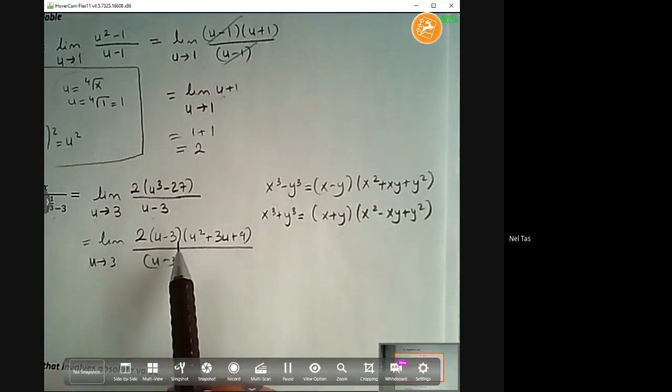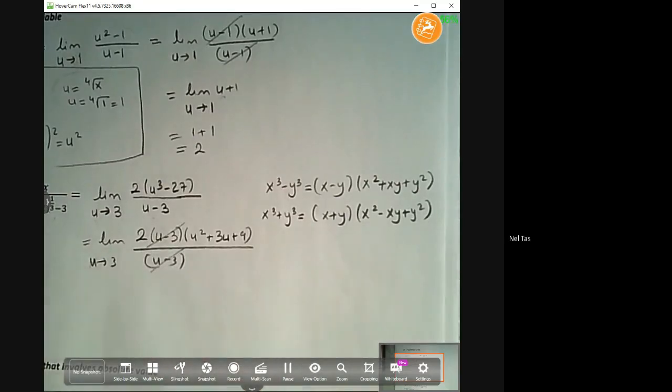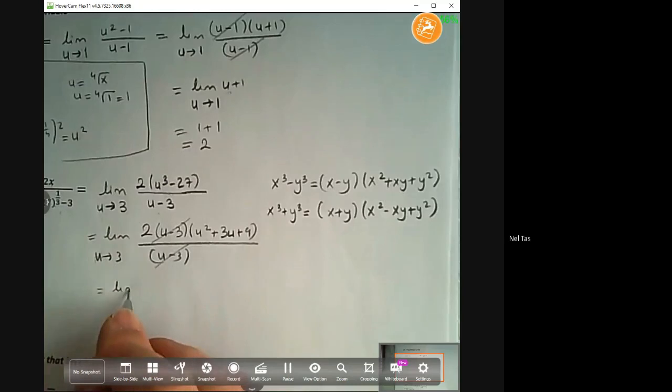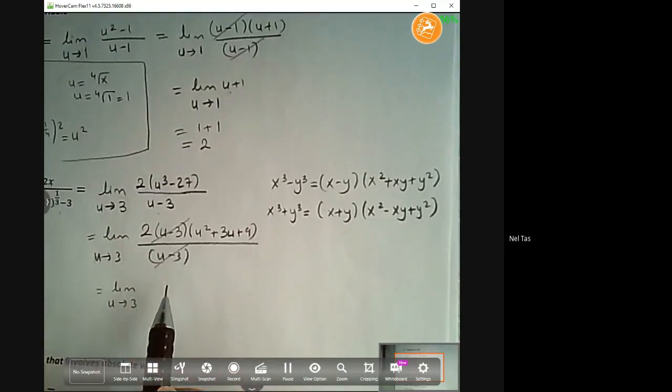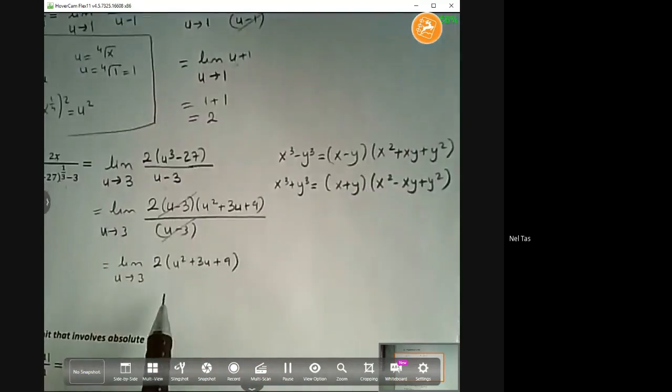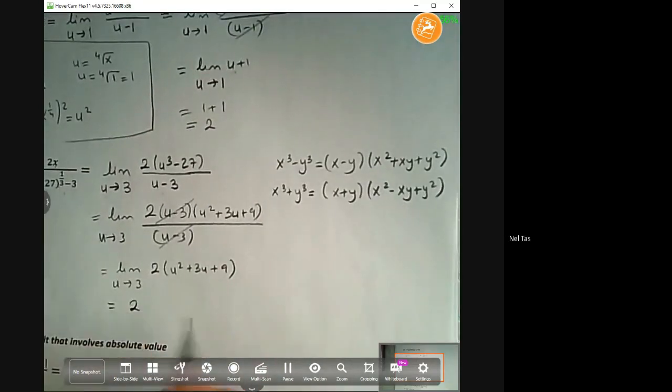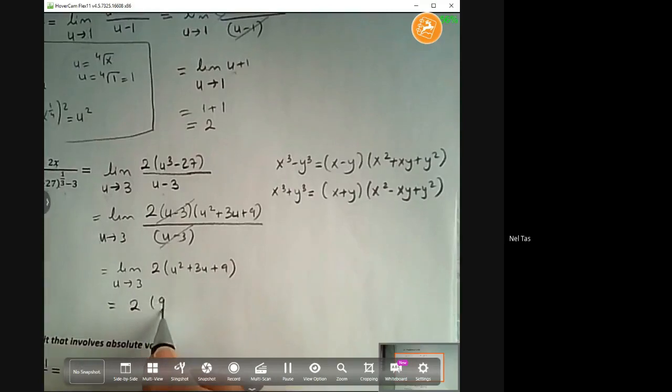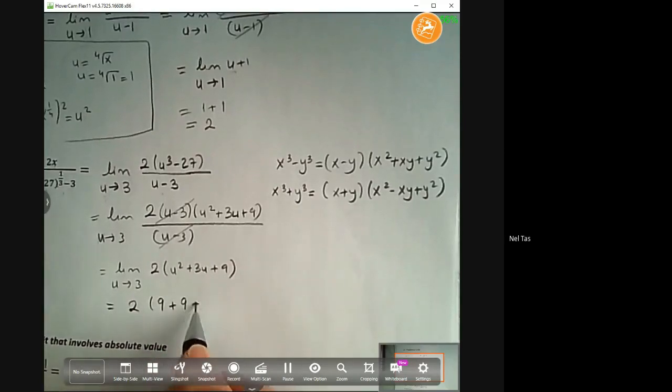Now you see that u minus 3 and u minus 3 are gone. That means that you removed the 0 over 0 situation by doing that. So you end up with 2 times u squared plus 3u plus 9. Now substitute 3. So 3 squared is 9, 3 times 3 is 9, plus 9, 27. 27 times 2, 54.